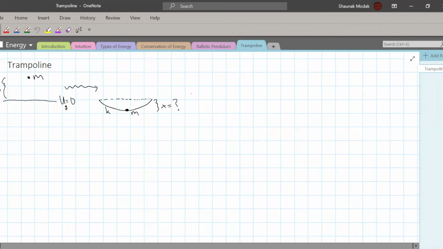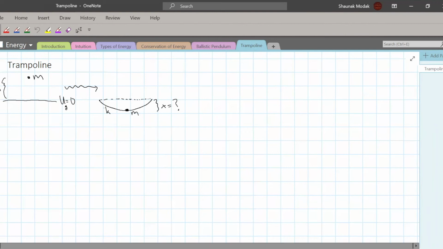Here's the situation. We're starting off in free fall from some height h, and we have mass m. Eventually, as we land on the trampoline, it is going to flex by some amount, which we're going to call x. That's ultimately what we're trying to solve for: how far the trampoline sags under our weight at maximum.